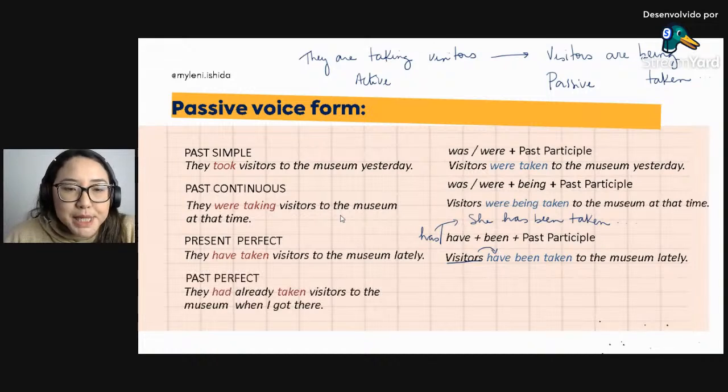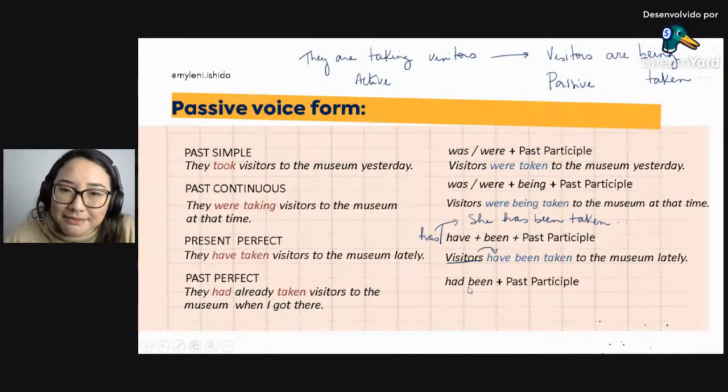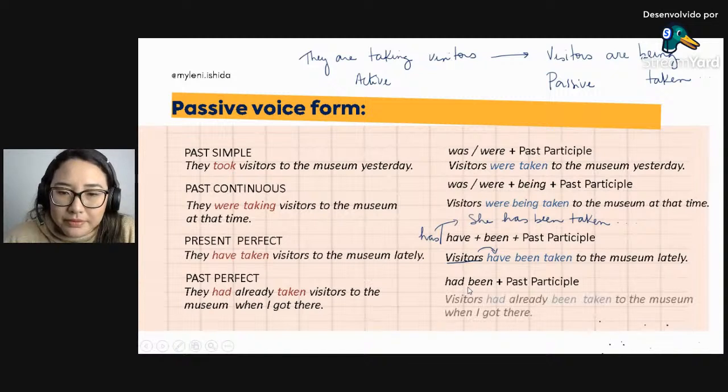Next one, past perfect. They had already taken visitors to the museum when I got there. The structure, what changes? Only the verb have. We just put the verb have in the past, had been, and past participle. Visitors had already been taken to the museum when I got there.